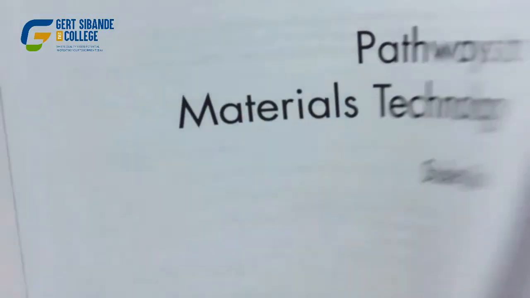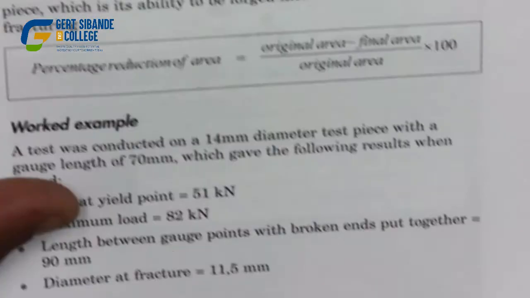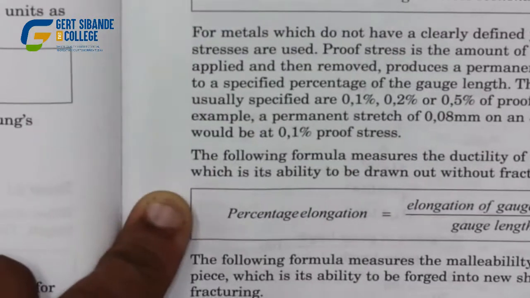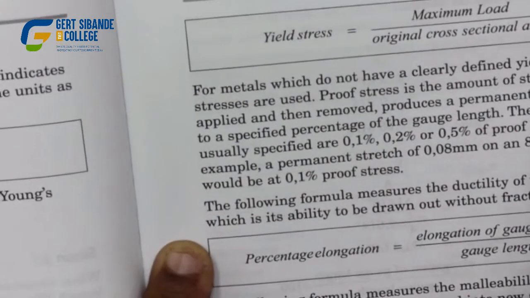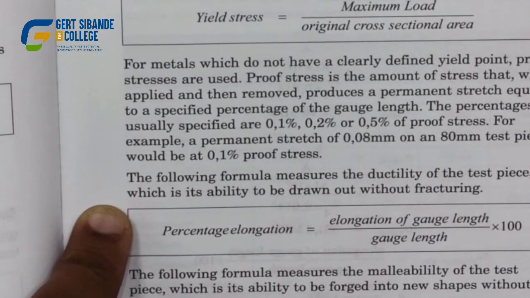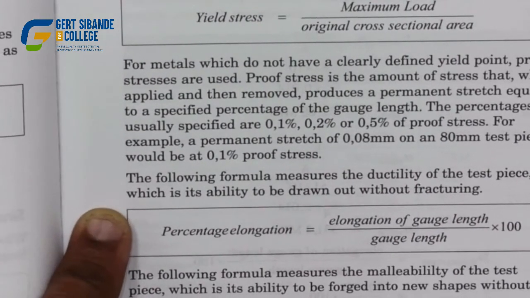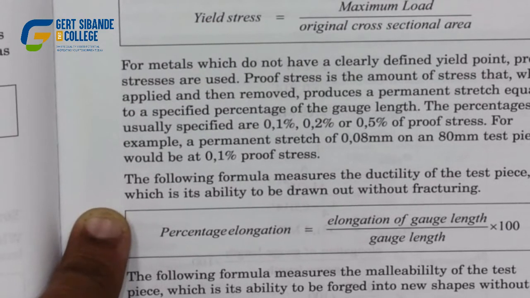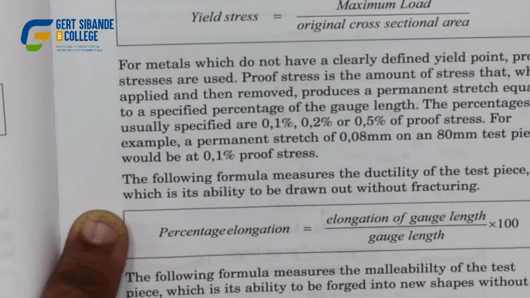When I refer to your textbook, on page 161, it says here in this paragraph, which is the only paragraph I want to concentrate on, that for metals which do not have a clearly defined yield point, proof stress is used.